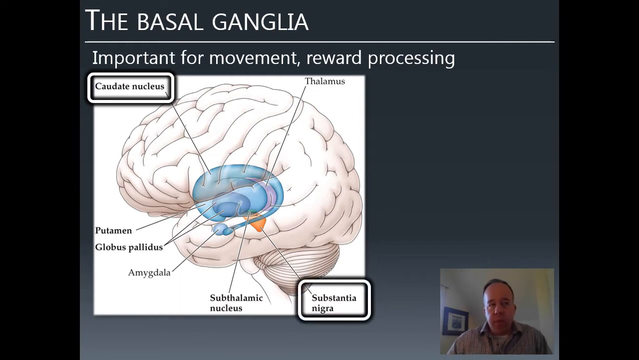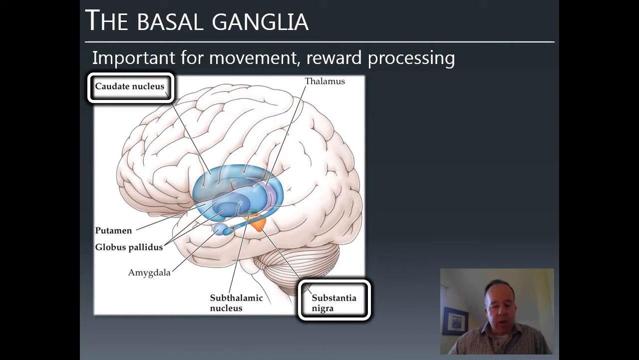The other structure I'll mention here is the substantia nigra. And this is Latin, and what it literally means is dark stuff. Substantia is the same basic word as substance. Nigra is a word meaning dark, and so substantia nigra just means dark stuff because early anatomists noticed that this was a dark spot in the brain when they opened up the brain and looked at it. So that's all that word means.